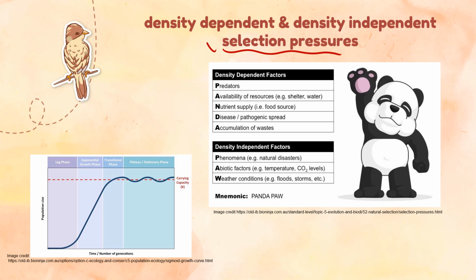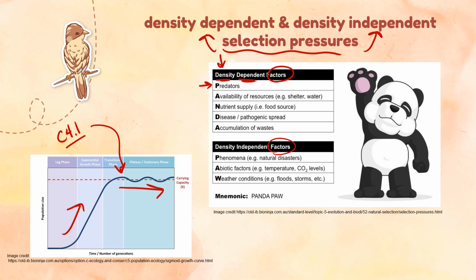Selection pressures can also be density dependent or density independent. A few slides ago, I referenced topic C4.1, populations and communities, in which we talked about that carrying capacity idea. We learned about factors that influence population size, what allows a population to grow, and what limits the growth of a population size. These same factors that influence population size can also act as selection pressures. And sometimes those pressures are density dependent. It depends on how many organisms are in the population.